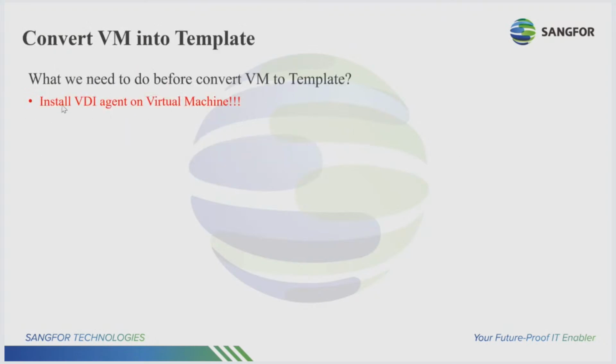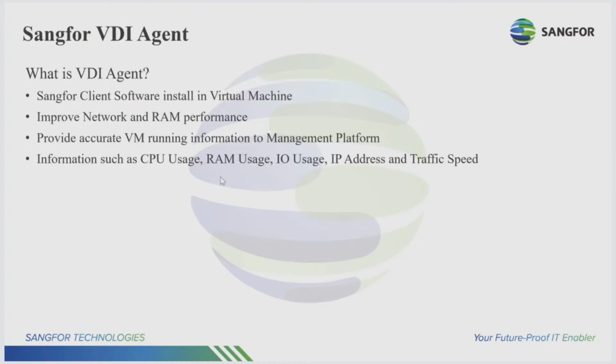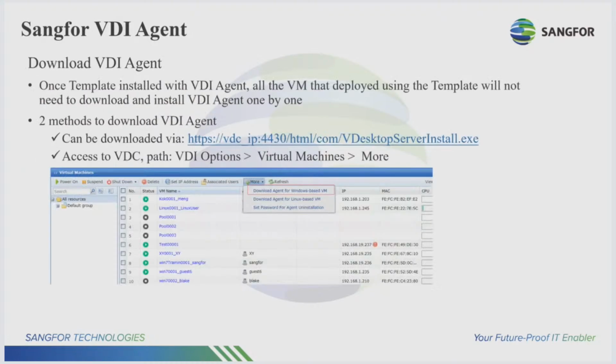Okay, here, we need to install the VDI agent. So why do we need to install the agent? Because we need to set policies through VDC. The VDC can control your virtual machines based on the agent. Okay. So what is a VDI agent? The VDI agent can improve your network and RAM performance and provide accurate virtual machine running information. Here displays how to download the VDI agent.